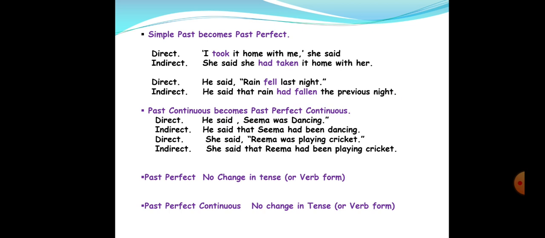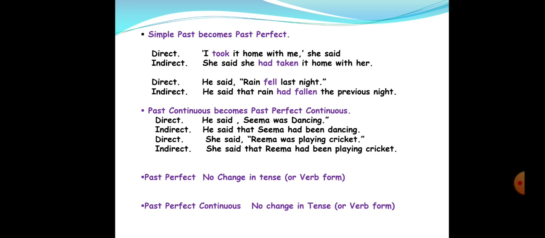Then next, simple past becomes past perfect. In direct speech, example, I took it home with me, she said. In indirect speech, she said she had taken it home with her. Another example, direct speech, he said rain fell last night. Indirect speech, he said that rain had fallen the previous night.